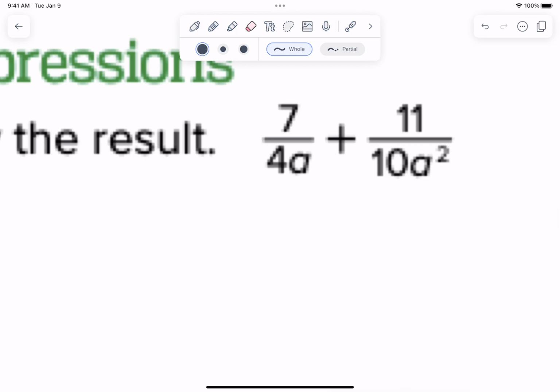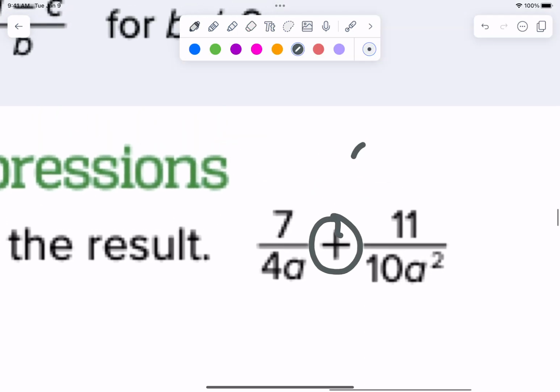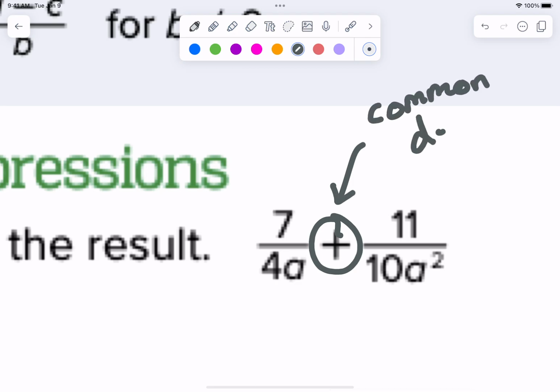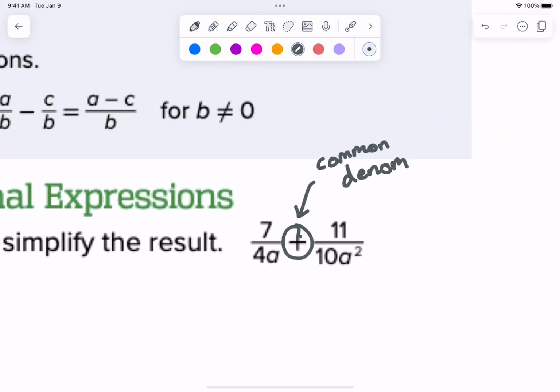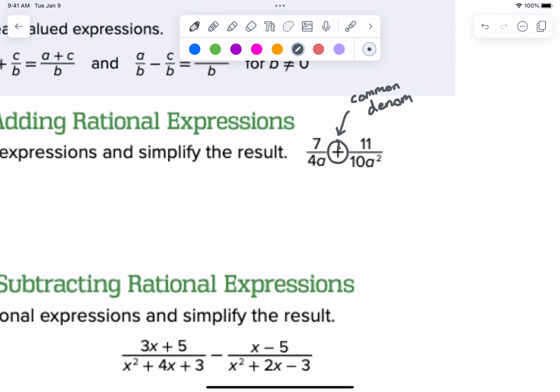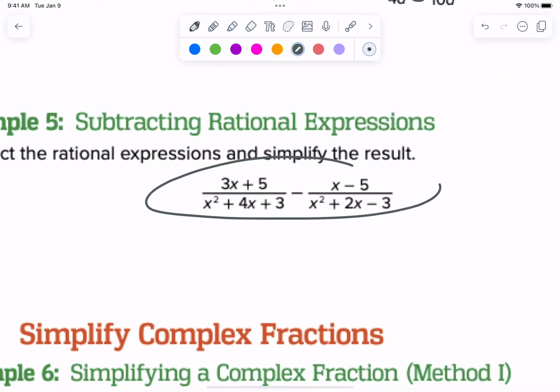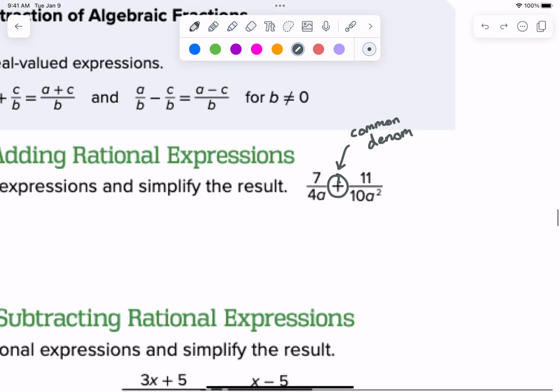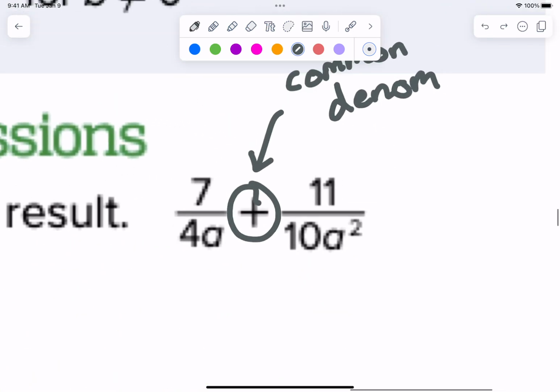When you are adding rational expressions, do you remember why? You have to find a common denominator, whereas with multiplying and dividing you did not. This one's not so bad, but when we start doing really super ugly ones, we need a common denominator there as well. We'll do the easy one first, and then we'll start on the harder ones tomorrow.